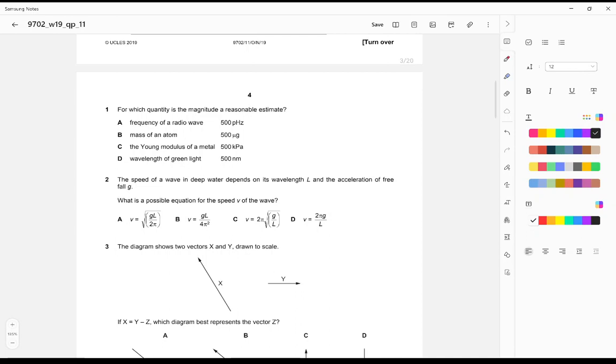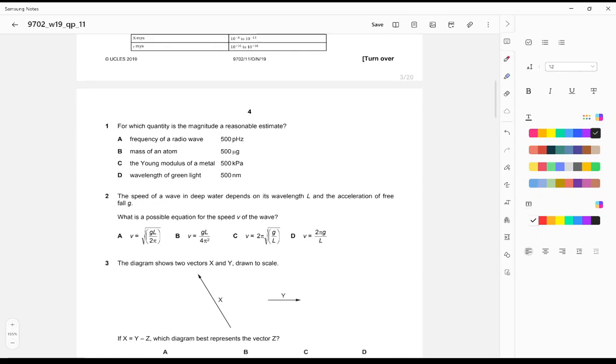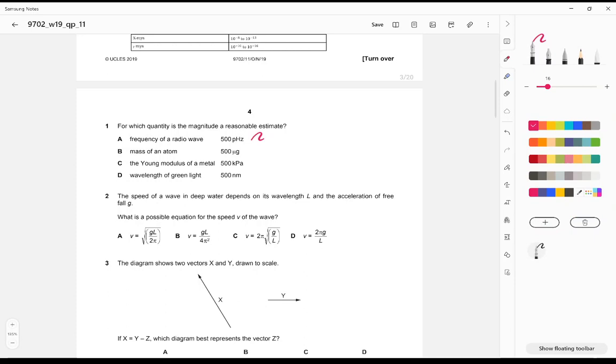For which quantity is the magnitude a reasonable estimate? The frequency of the radio wave is given way too low. If you look at this value, this is picohertz. Picohertz means it is a very small value. Apparently this cannot be true, so the first one I'm just going to ignore for the time being. Let's look at this. The mass of an atom is actually going to be much smaller than this, so this is also not true.